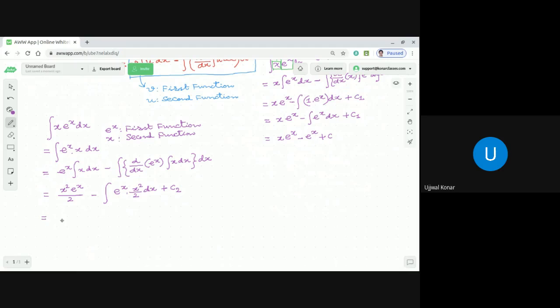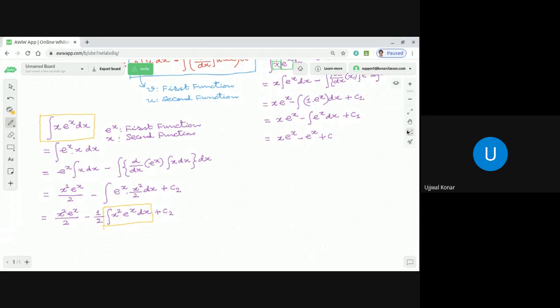So then what are you getting here? x square into e power x by 2 minus 1 by 2 into integration x square e power x dx plus C2. Now let's focus on this particular integration. This particular integration is not easy to do. We started with integration x e power x dx, correct, na? But we landed up with integration of x square e power x dx. That means things are actually going beyond our control.